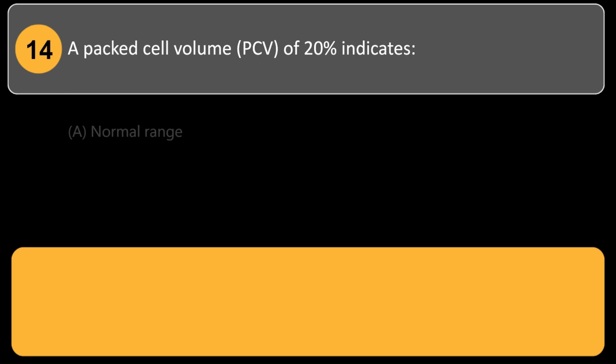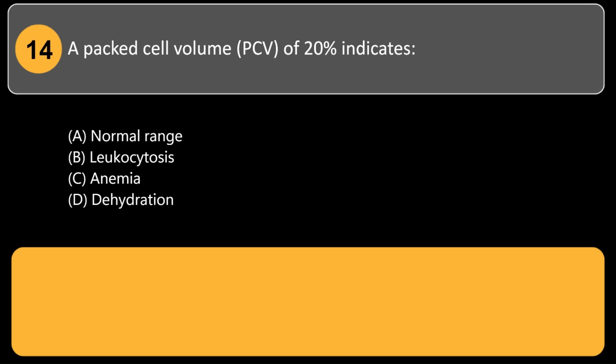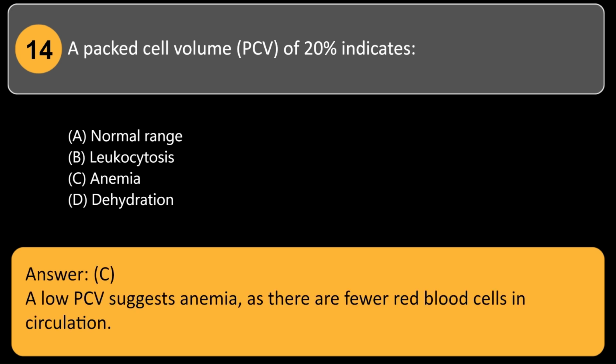A packed cell volume, PCV, of 20% indicates A. Normal range. B. Leukocytosis. C. Anemia. D. Dehydration. Answer, C. A low PCV suggests anemia, as there are fewer red blood cells in circulation.